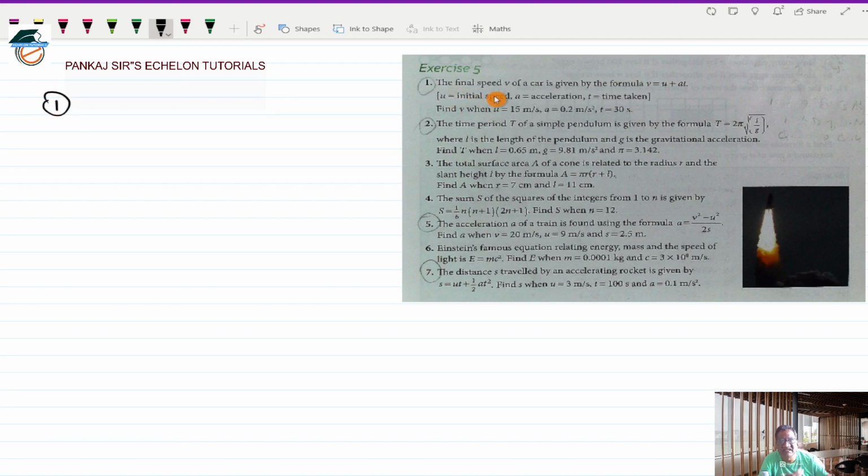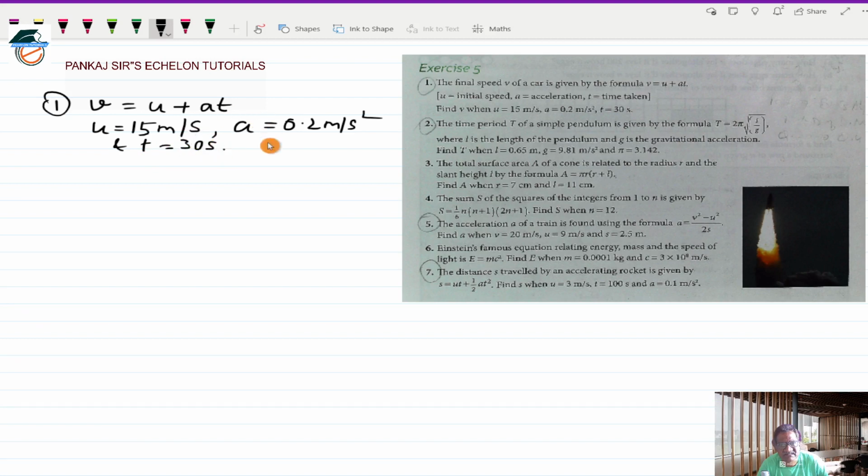Now it says the final speed v of a car is given by the formula v is equal to u plus at, where u is the initial speed, a is the acceleration, and t is the time taken. Find v when u is equal to 15 meter per second, a is given as 0.2 meter per second square, and t is given as 30 seconds. So these are the things given to us.